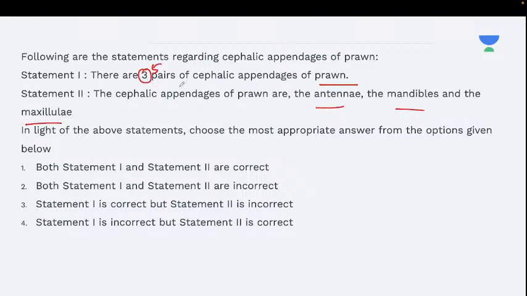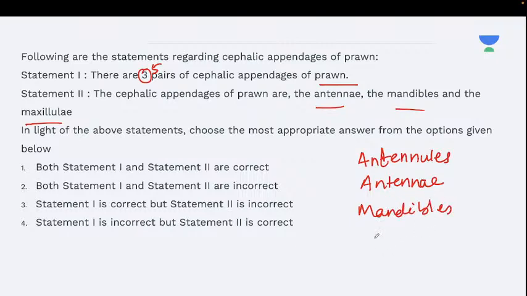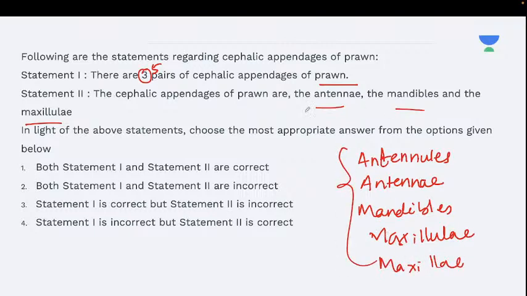So there are five pairs, and the names are, the first one is antennules, antennae, mandibles, maxillae, maxillae. So these are all five pairs. So both statement 1 and 2 are incorrect.